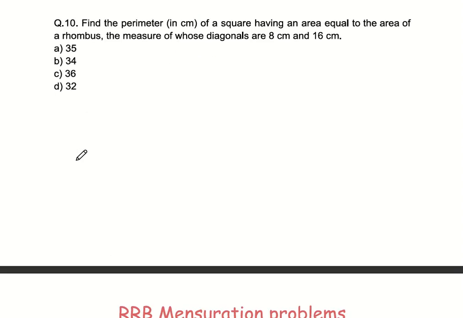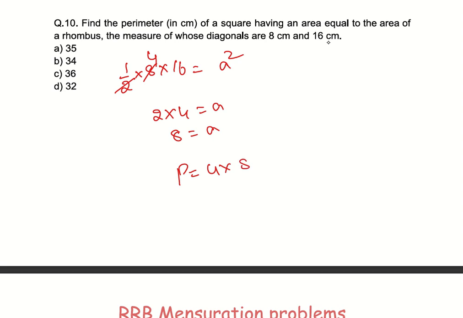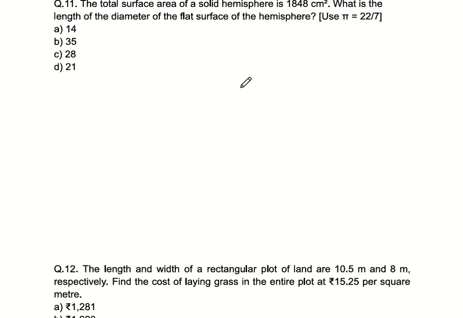Next, the 10th question. Find the perimeter of a square having an area equal to the area of the rhombus whose diagonals measure 8 and 16. The rhombus area formula is half into d1 into d2, so half into 8 into 16 is equal to the area of the square, a square. So 2 ones are 2, 2 fours are 8, so a square means 2 into 4 into 8, a is 8 centimeters. But they are asking for the perimeter, which is 4 times 8, 32 centimeters. D is our answer.